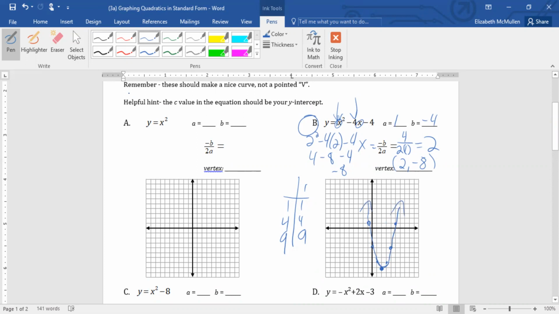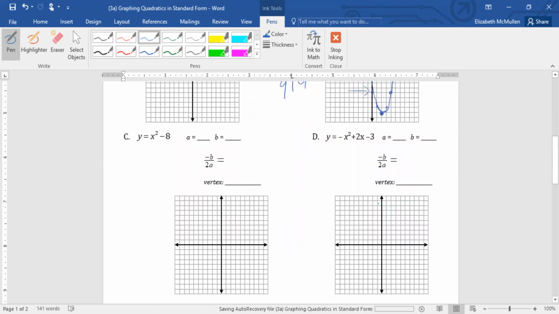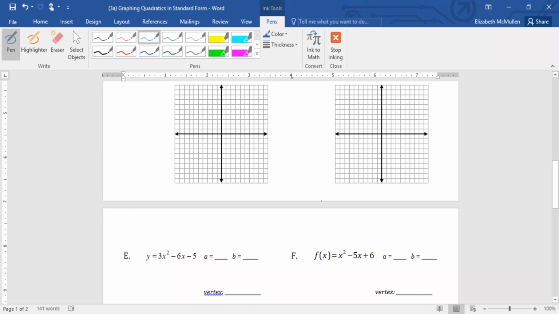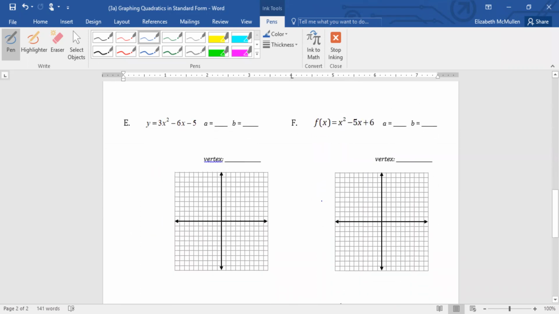All right. Notice this helpful hint. The c value in your equation should be your y-intercept. Our c here is negative 4. And look, we cross the y-axis at negative 4. Going down, we're going to skip all the way to f here. And I want you to see f because notice we have this fancy f of x. Remember what I've said. Anytime you see f of x, you should think y.